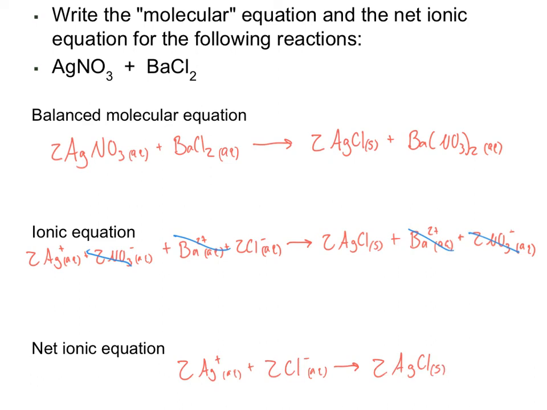Finally, we see here that we can reduce this down even further. We have 2 silver pluses and 2 chloride minuses, giving us 2 silver chlorides. And so we can reduce this down to just simply get rid of the 2's, for a final net ionic equation of Ag plus Cl minus react to give us AgCl.